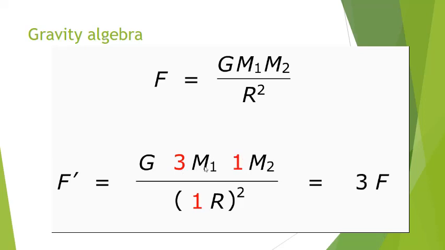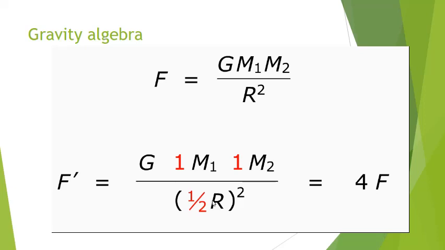Now, let's set it back to where we started. What if I left the masses at 1, but what if I cut the distance between them? What if I bring them closer together? What if I cut the distance between them in half? Notice what happens. I wind up with 4 times the force. Well, why is that? Because 1/2 squared is 1/4. And since 1/4 is in the denominator, it winds up quadrupling the overall fraction.